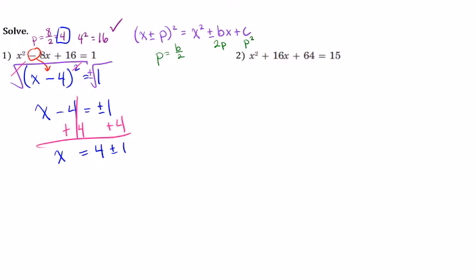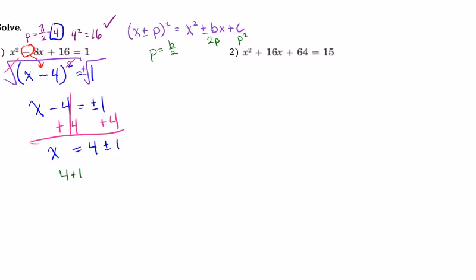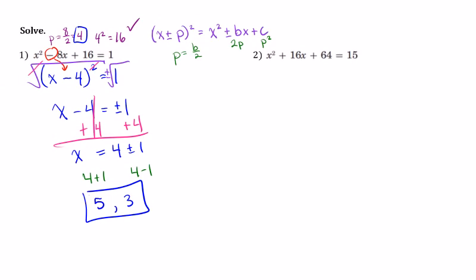That actually comes out to 2 different answers. It comes out to 4 plus 1, which is 5, so that's one of our answers, x equals 5. And then our other answer is going to be 4 minus 1, which is 3. So 5 and 3 are 2 values for x that make this equation true. All right, so that's how we solve by completing the square.